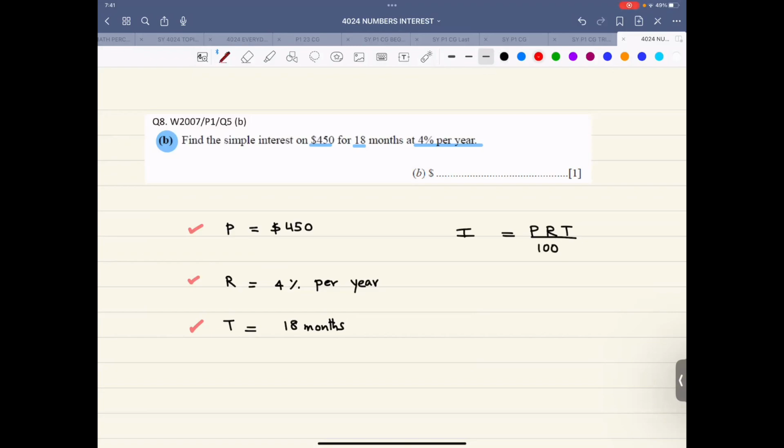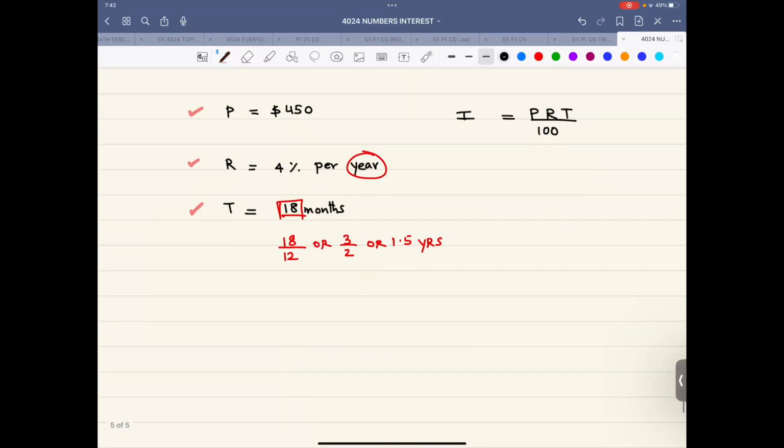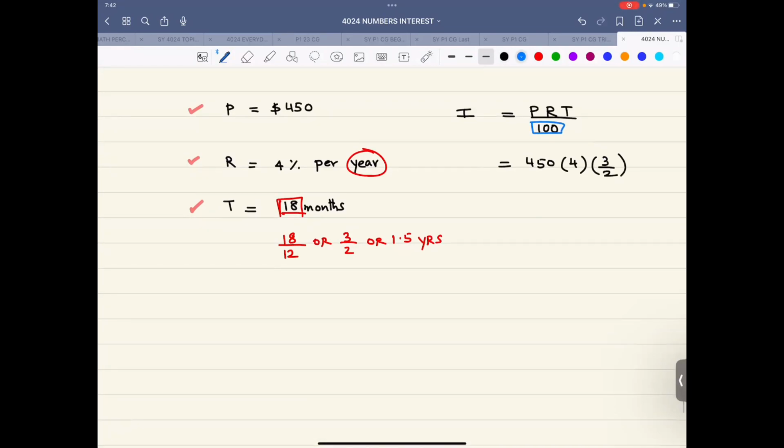All we have to do is to make sure that since this is per year, the time period, 18 months, is 18 divided by 12. That is 3 over 2 or 1.5. That is the time period in years. So let's do the calculation. That is 450. Rate is 4. Time period, I'm writing it as a fraction because I'm not using a calculator. And division by 100 is multiplication by 1 over 100.